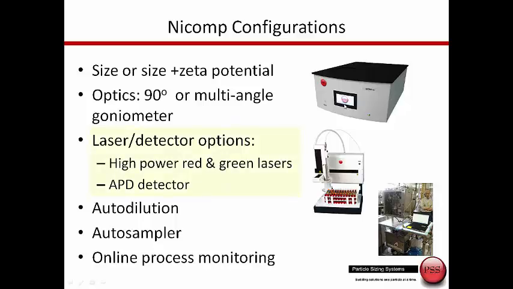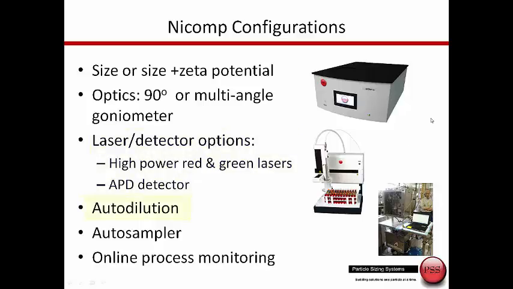The light source could either be a standard laser or we could add high-powered red or green lasers depending on the interaction of light with individual samples. For a detector, we can use a PMT or an avalanche photodiode detector to have the highest sensitivity to small particles and very low concentrations.